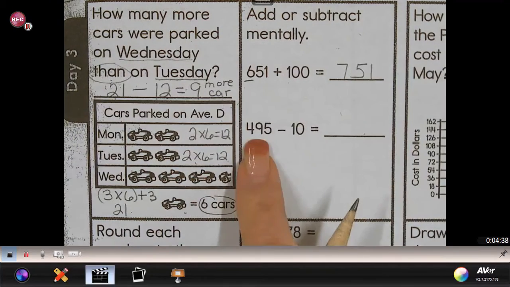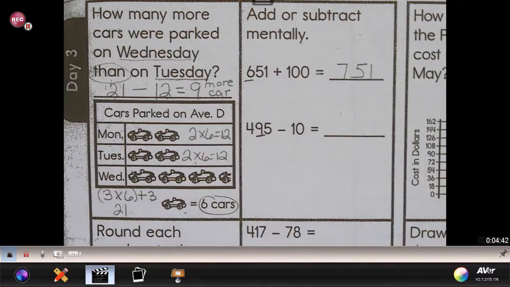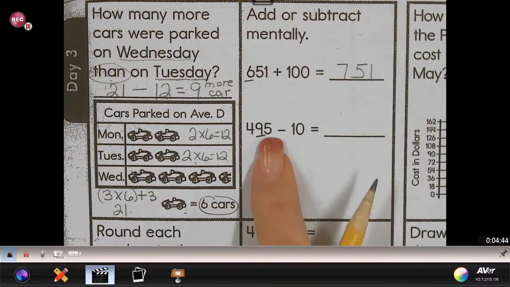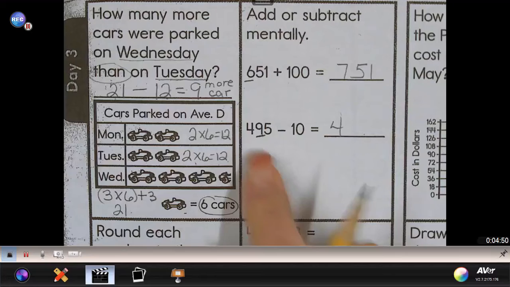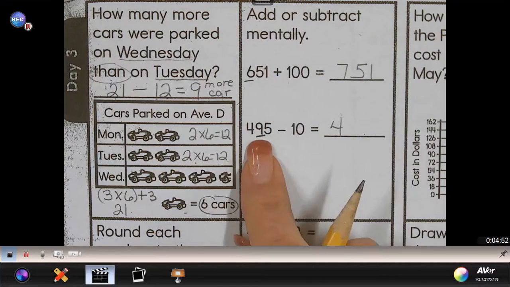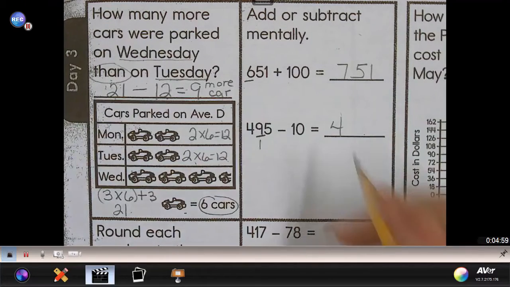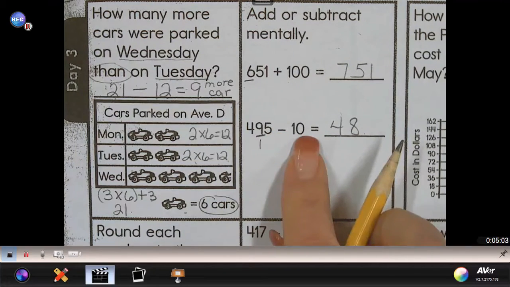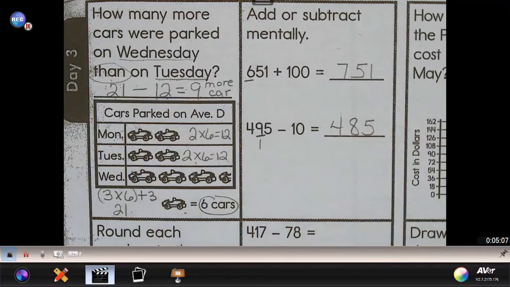When I'm subtracting 10, and 90 is in my tens place, I want to take 10 from the 90. So my hundreds place is not going to be affected because I'm not subtracting any hundreds. I'm subtracting 10 from that 90. So that gives me 80. And from the 5, I am not subtracting any 1s, so that would be 85.